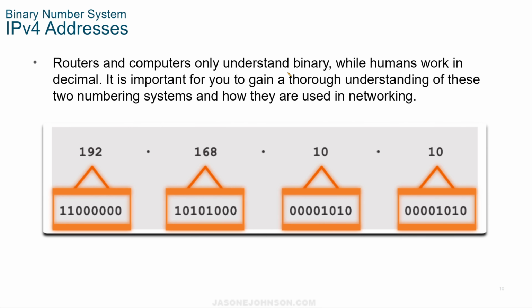Routers and computers only understand binary numbers. Humans work in decimal a lot easier, so that's why we use dotted decimal, but the computer converts it to binary on its side.